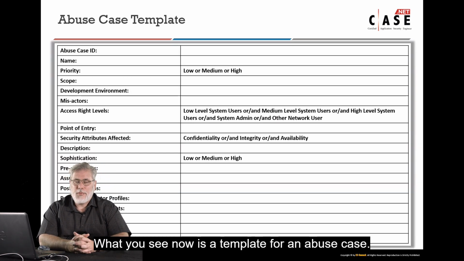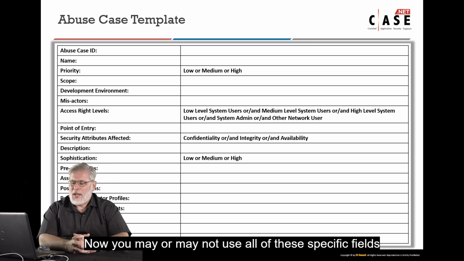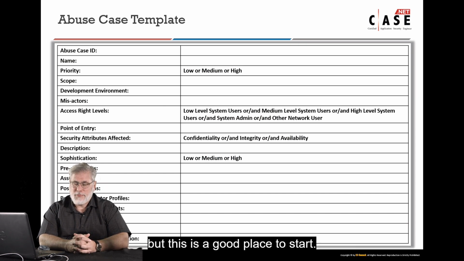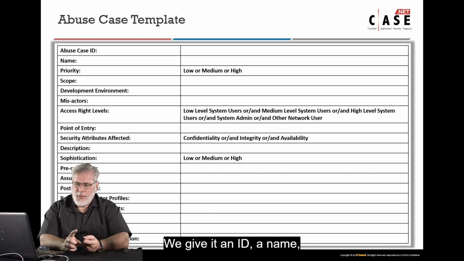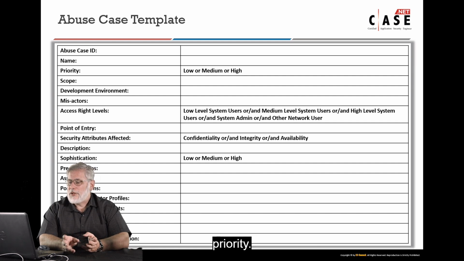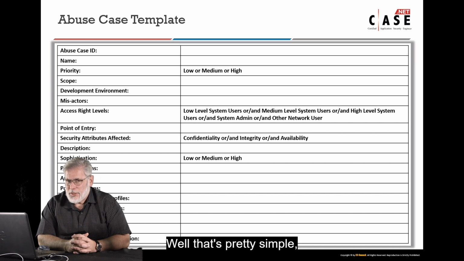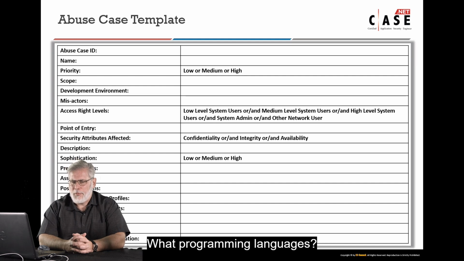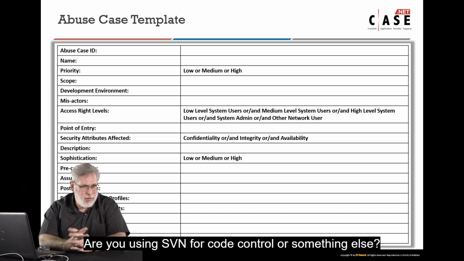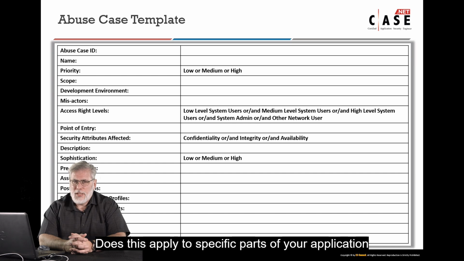What you see now is a template for an abuse case. Now, you may or may not use all of these specific fields, but this is a good place to start. We give it an ID, a name, priority. Now, some of the things you can see are filled in here for you, so let's look at the ones that aren't. Development environment. Well, that's pretty simple. What development tools are you using? What programming languages? What code control system are you using? Are you using SVN for code control or something else? Scope. Does this apply to specific parts of your application or the entire application?